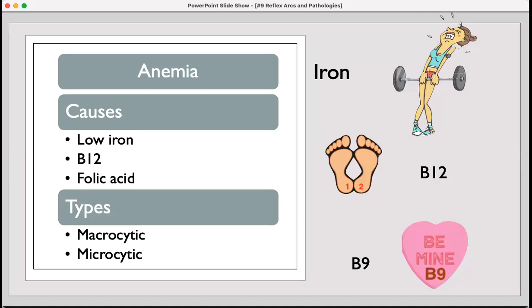But they have a different presentation. If you look at peripheral blood smears, you can see that there's a difference between how these cells are shaped, and rather specifically how they're sized. Macro means they're big cells, macrocytic, big red blood cells, and microcytic is small red blood cells.